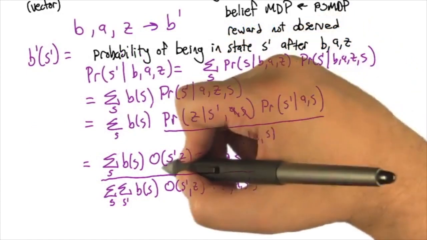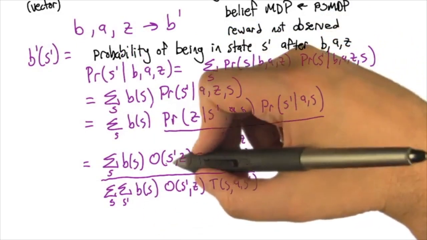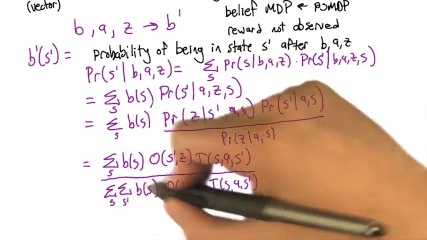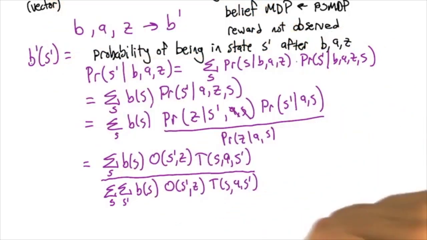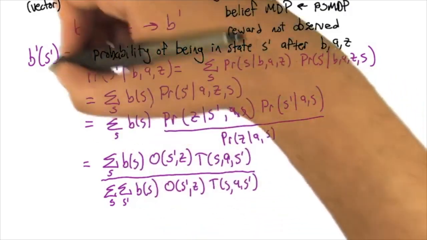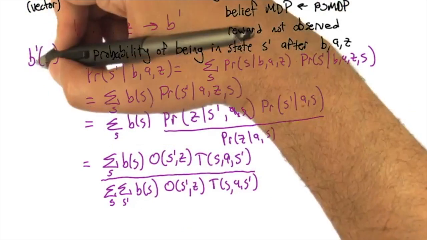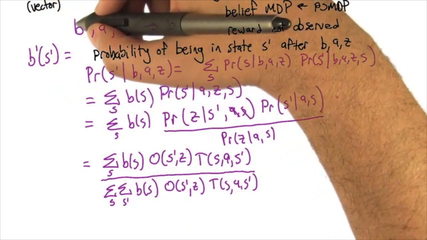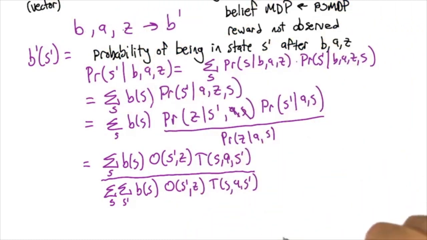Substituting those quantities in and rewriting the normalization factor as the numerator summed over all the possible next states S prime, we get one component of the new belief state B prime. If we apply the same idea over all possible states S prime, we get a probability distribution over all the states that represents the likelihood of being in those states given that we were in belief state B, took action A, and made observation Z.